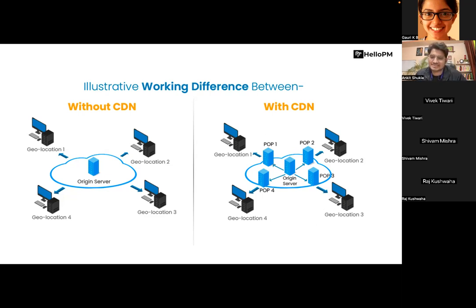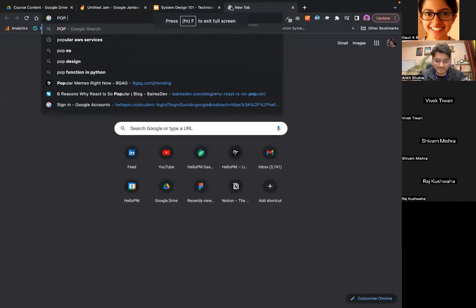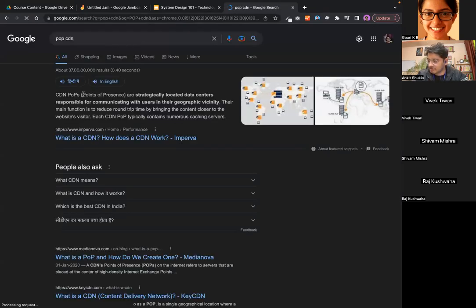Okay, and what is POP? I'm not sure what they have mentioned about this. POP 1, POP 2, are these servers? Maybe it is population according to the geography. Not sure. We can just search it. CDN POP locations, points of presence. This is known as points of presence. Okay, they're basically storage servers.